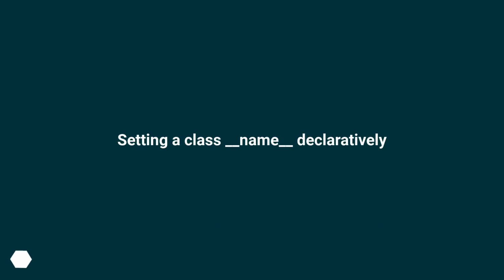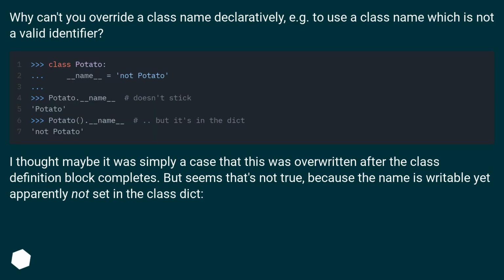Setting a class __name__ declaratively. Why can't you override a class name declaratively, for example to use a class name which is not a valid identifier? I thought maybe it was simply a case that this was overwritten after the class definition block completes. But it seems that's not true, because the name is writable yet apparently not set in the class dict.